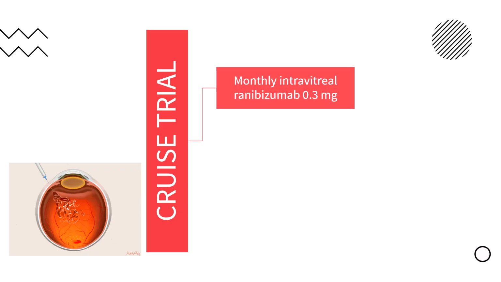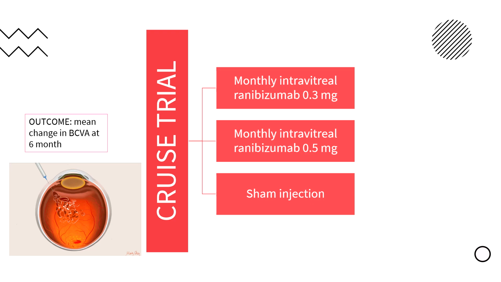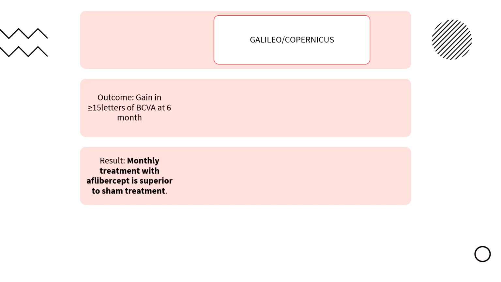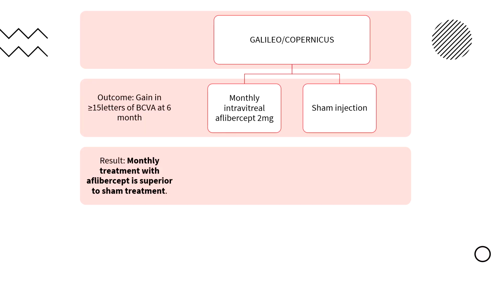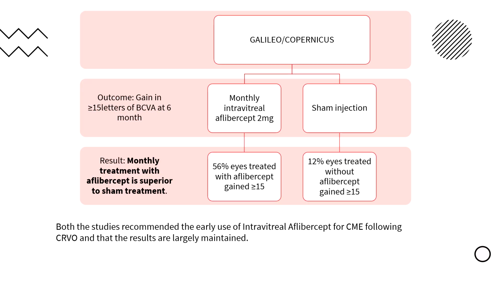Anti-VEGF therapy is divided by the CRUISE trial, giving monthly intravitreal ranibizumab in doses of 0.3 mg, 0.5 mg, and sham injection. Outcome was measured as change in BCVA at 6 months, and the treatment with ranibizumab is superior to sham injection. Then the GALILEO and COPERNICUS trials. According to these, gain in more than 15 letters of BCVA at 6 months. In this, monthly intravitreal aflibercept 2 mg was given and sham injection in the other arm. And the treatment result was that monthly treatment with aflibercept is superior to sham injection.